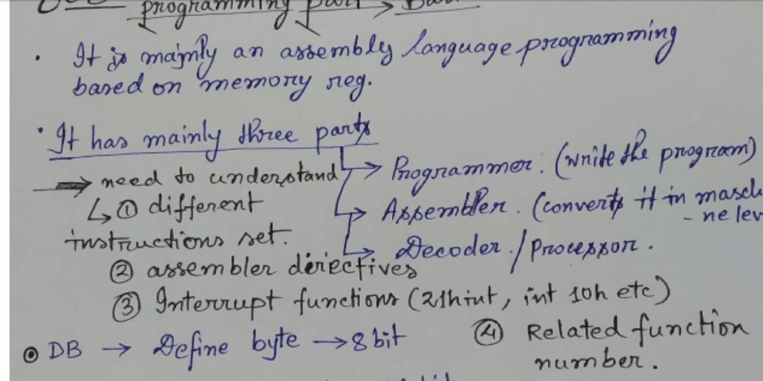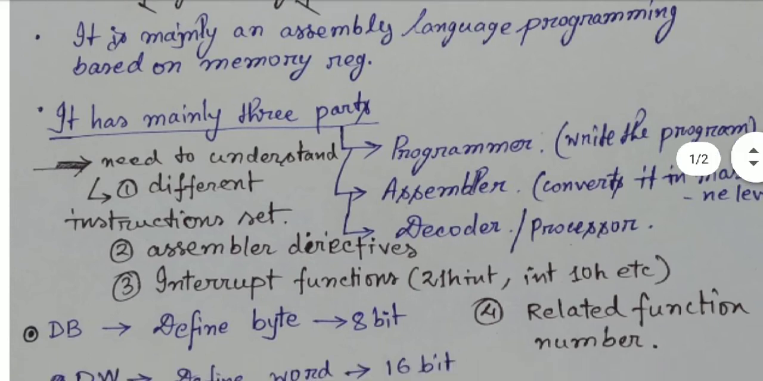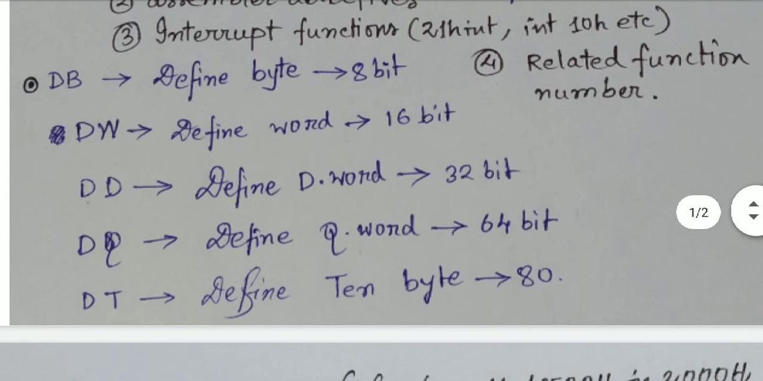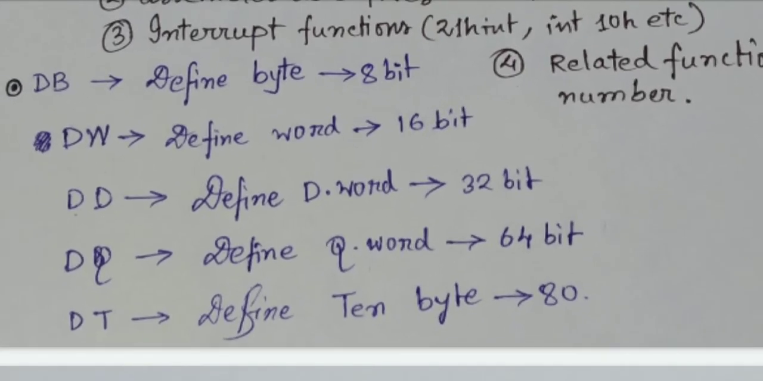In 8086 programming, there are 5 types of bit size, that means address size. The first one is DB, defined byte, which is 8 bit. The second one is DW, defined word, which is 16 bit. The third one is DD, defined double word, which is 32 bit. The fourth one is DQ, defined quad word, which is 64 bit. The fifth one is DT, defined ten bytes, which is 80 bit. In 8085 we deal only with defined byte, that means 8 bit, but in 8086 we deal with both 8 bit and 16 bit.